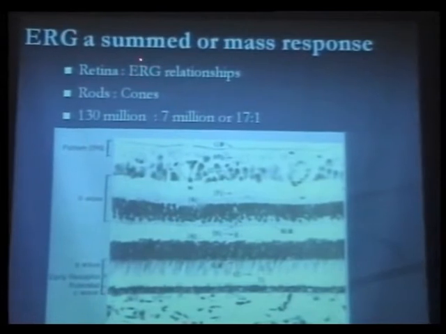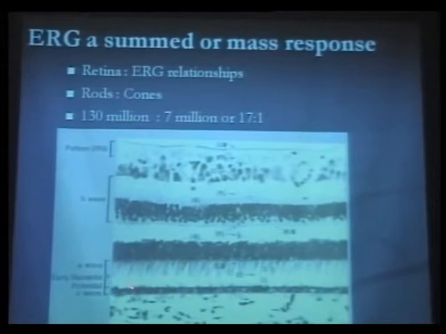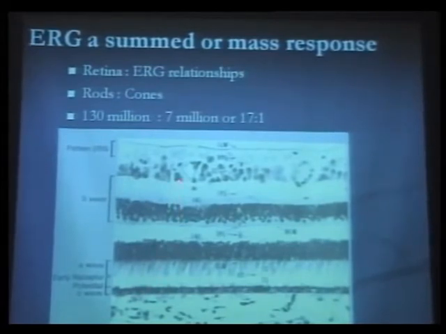The electroretinogram is really a summed or mass response that's generated at the retinal pigment epithelial layer through the photoreceptor layer and mid-retina to the neurofibril layer. And so the ERG is really a mass response of all the photoreceptors present in the retina. Looking at it and evaluating it depends on the relationship in each eye between the rods and the cones. There are about 130 million rods to 7 million cones, or a 17-to-1 relationship between the two photoreceptors.